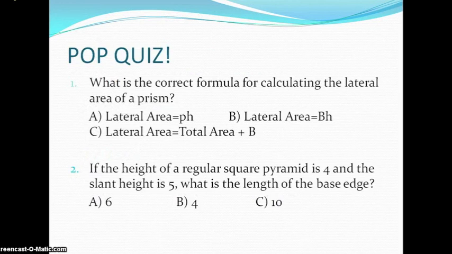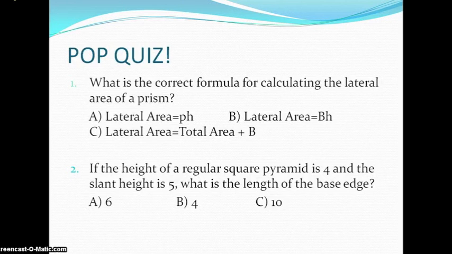Now it's time for a pop quiz. What is the correct formula for calculating the lateral area of a prism? A. Lateral area equals pH. B. Lateral area equals area of base times height. C. Lateral area equals total area plus the area of a base. Yes, you are correct. The answer is A.